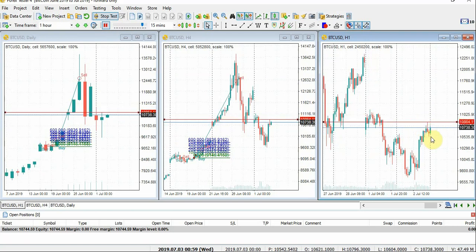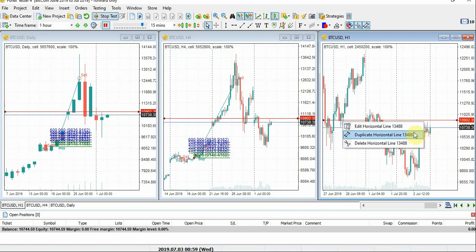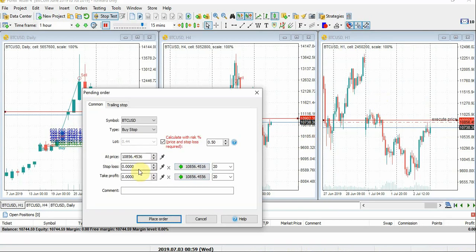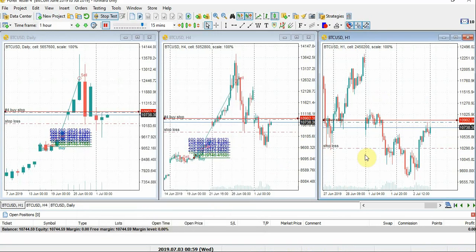Now, this is a very tight stop loss on Bitcoin if we're going to buy there with a stop loss here. So I'm going to keep my stop loss just back down here at 10,290. Sorry, buy stop. Okay, that should be okay.